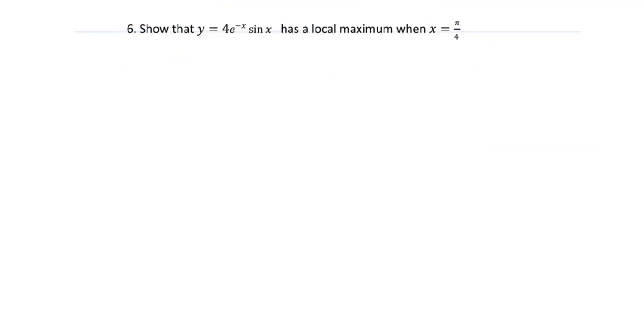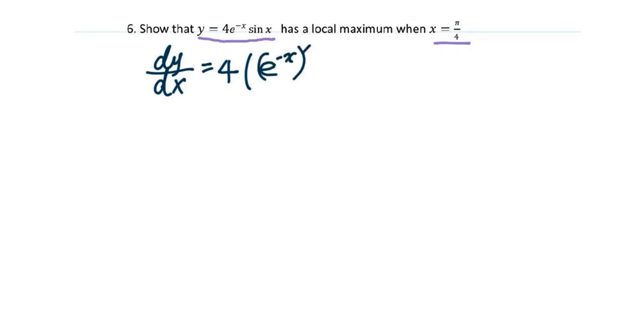Let's go to the last question. Show that y equals 4e to the negative x power sine x has a local maximum when x equals pi over 4. So first of all, you need to get the derivative dy by dx. We have to use the product rule. 4 is a coefficient, so we do the e to the negative x power, we do the derivative, then times sine x, plus e to the negative x power then sine x, we do the derivative.